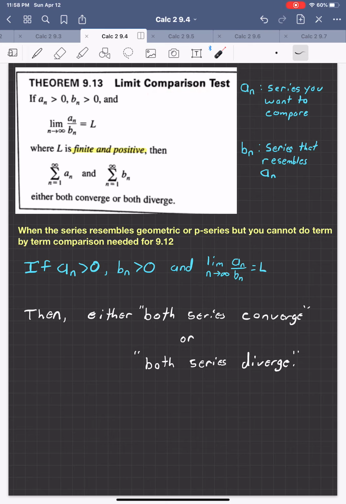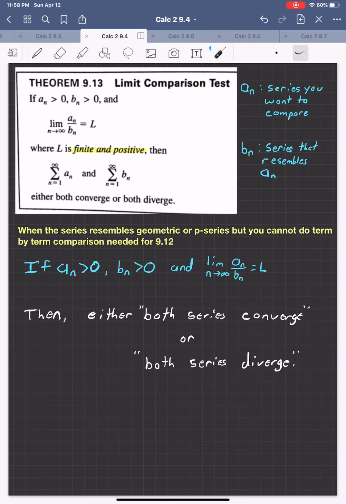But the idea is the following. So, another type of comparison that we can do. Let's start with what conditions need to be met, and then we will proceed to what we can conclude. Again, A sub n is the given series that you want to compare, and B sub n is the series that resembles A sub n. So that part is the same. Only now, instead of doing a term-by-term comparison, we're going to do what we call a limit comparison. So this is what we call the limit comparison test.